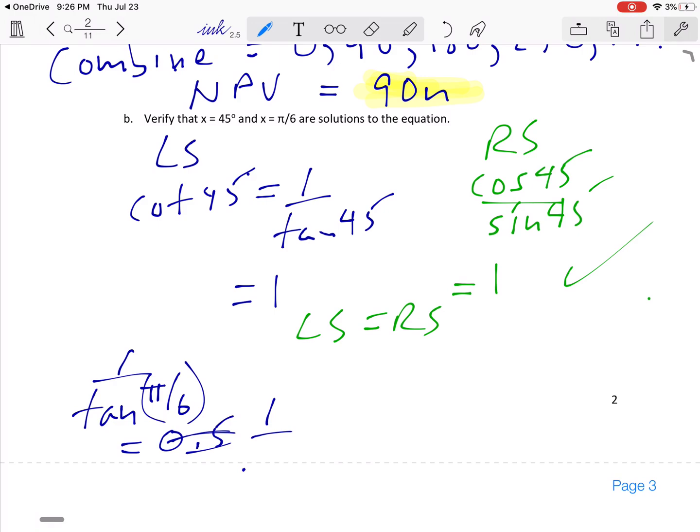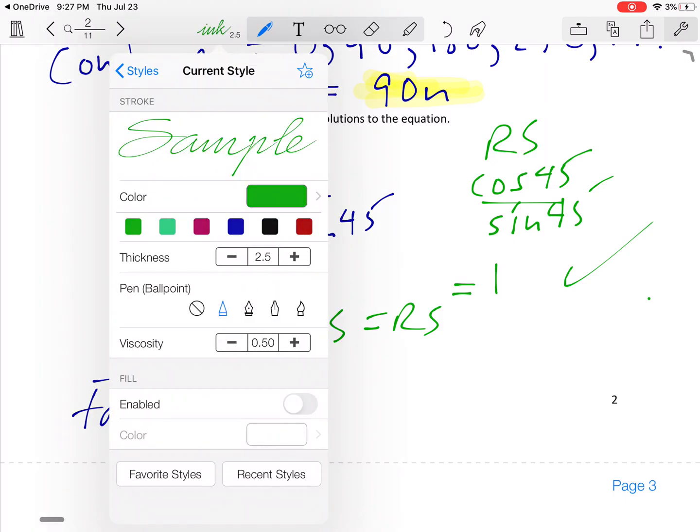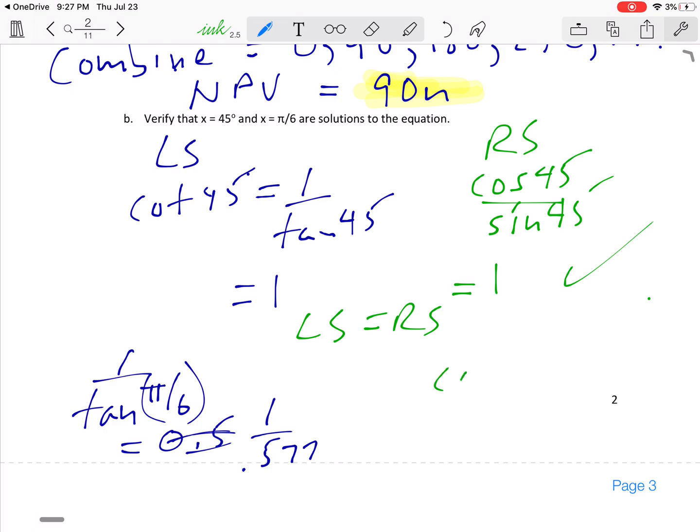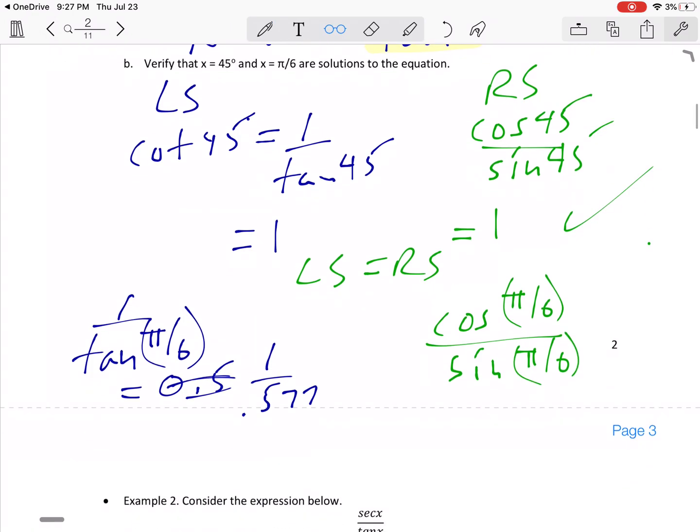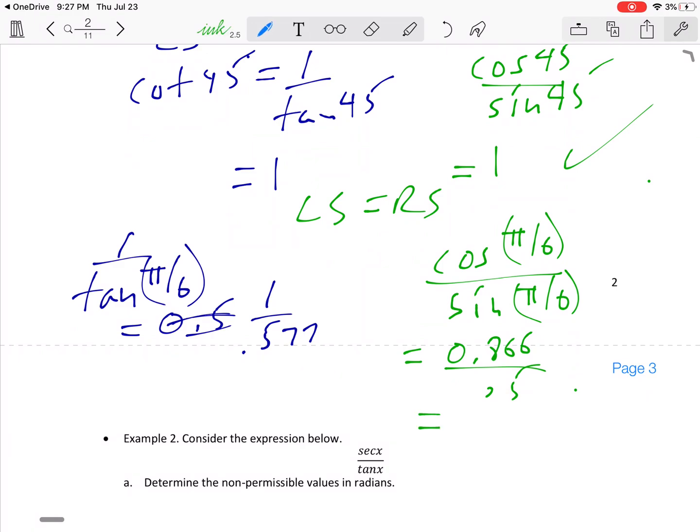And then you look at the right side, and so here you've got cosine pi over 6, and then sine pi over 6. Okay, so when you're doing this in the calculator, you just basically press the pi button, divide it by 6, and then you can punch in the cosine function. So that would be equal to 0.866. And then you do the same for sine, and that's going to equal 0.5. And then you basically divide that, and that's going to equal 1.73.